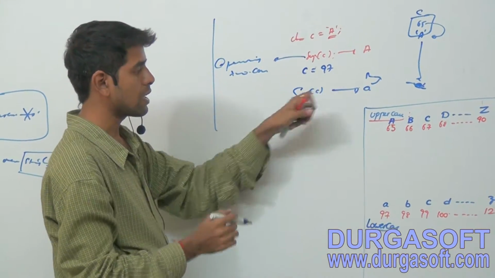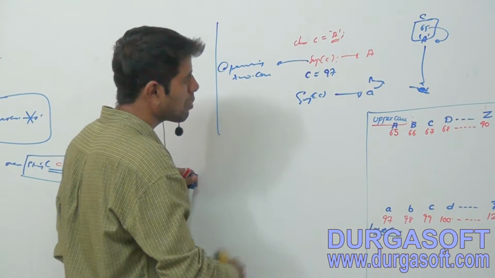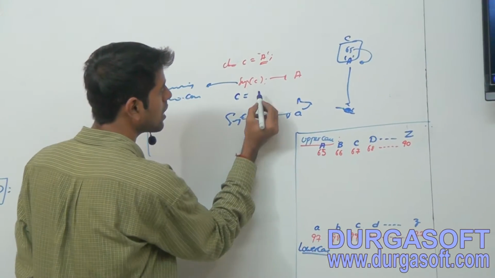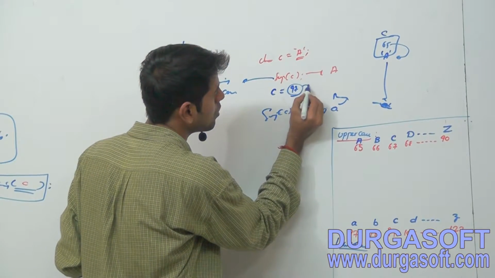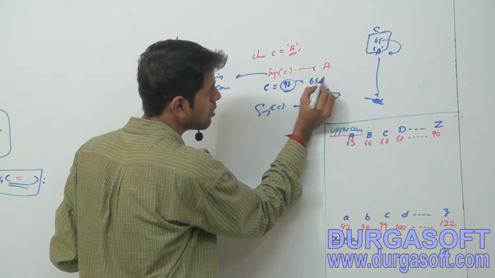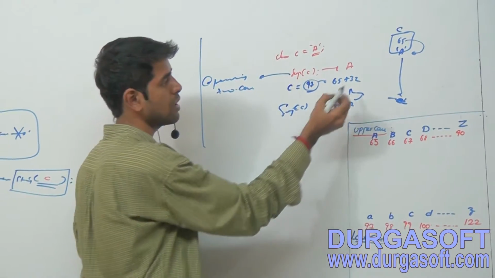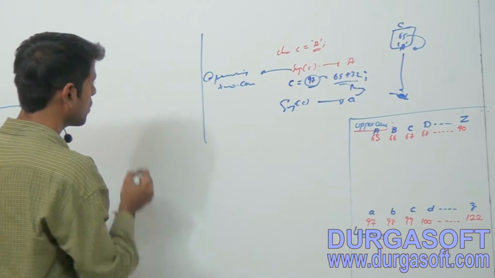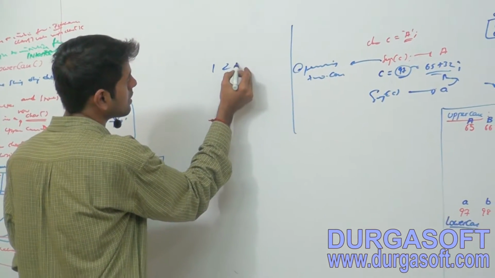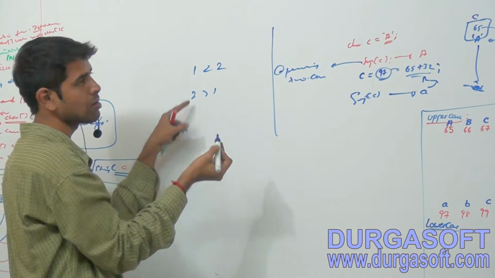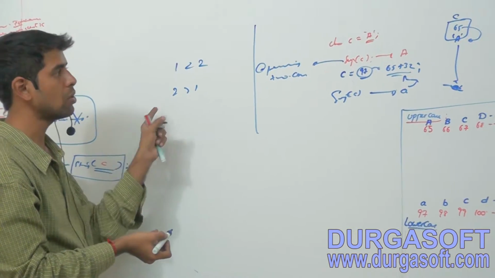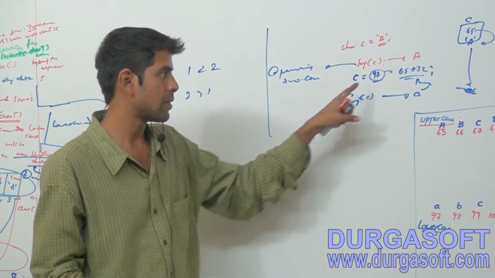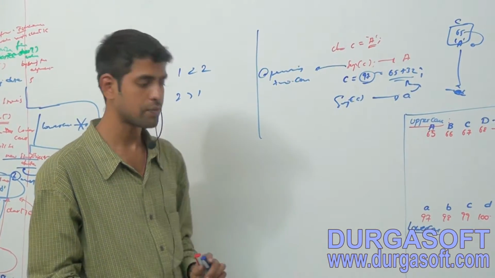Observe here, 97. Can I do one more small thing here? Friends, please observe. Can I put 97 here? Can I put this one in another way, 65 plus 32? Yes, it is 97 only. 97 has been written in this way. Just like 1 is less than 2 and 2 is greater than 1, both are the same thing. Now observe, 97 has been written in this way.